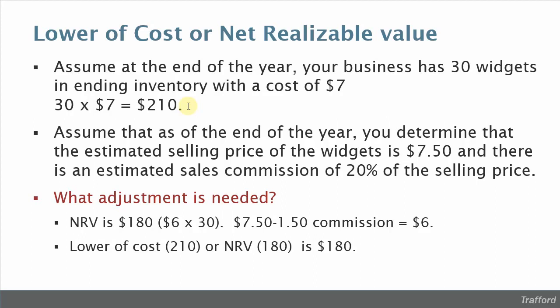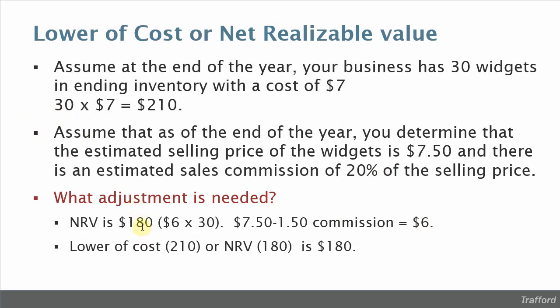You need to, at the end of the year, determine what the net realizable value of those widgets is. Let's assume that at the end of the year, you estimate that the selling price for the widgets is $7.50. You know that you pay a sales commission of 20% of the selling price. So the $7.50 minus the $1.50 sales commission gives you a net realizable value of $6 per widget. $6 times 30 widgets is $180.